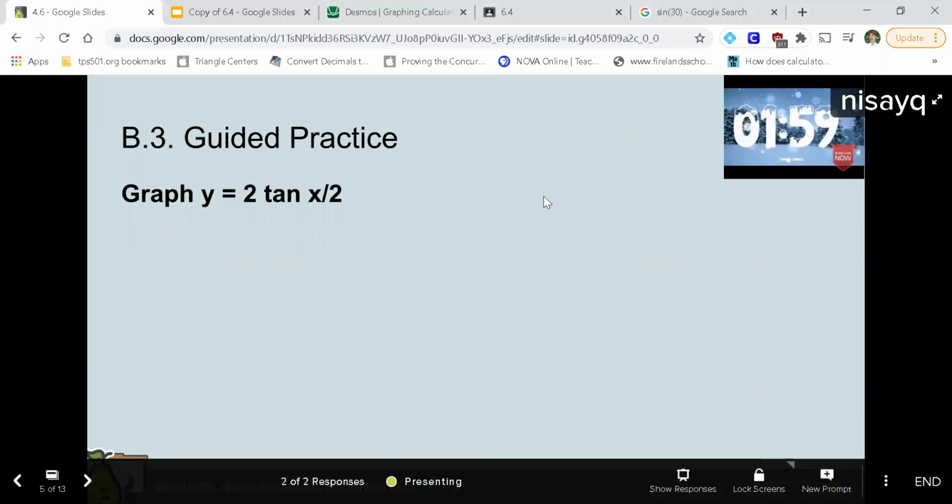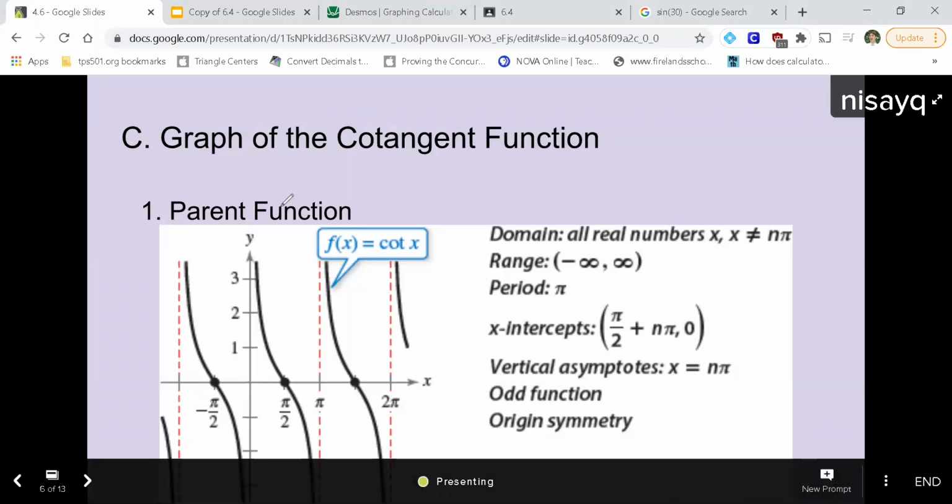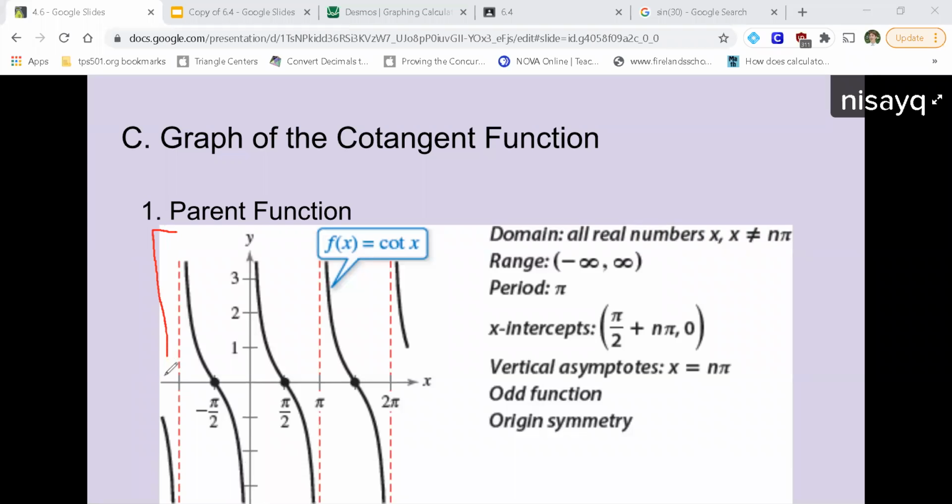So for cotangent, and I'll be honest, if you just want to include this graph and not all the properties, that's okay. If you also just did the graph and not the properties for tangent, that's okay. Because the back of your book has all your parent functions. So if you ever needed any of this information, it's in a nice little reference chart in the back of your book.